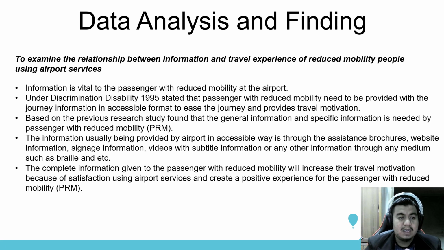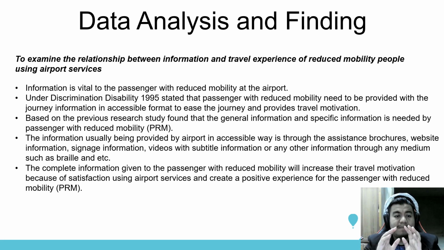Next, we move to the relationship between information and travel experience of reduced mobility people using airport service. Information is very vital to the passenger with reduced mobility at the airport. Under the Disability Discrimination Act 1995, passengers with reduced mobility need to be provided with journey information in an accessible format to ease the journey and provide travel motivation.